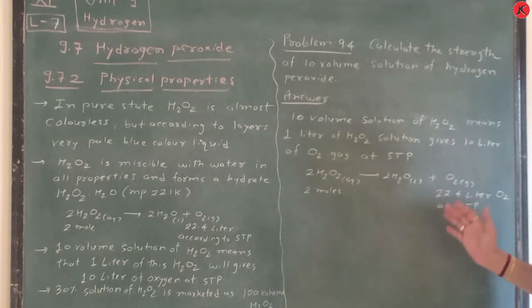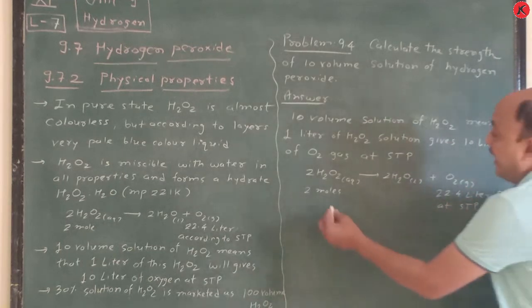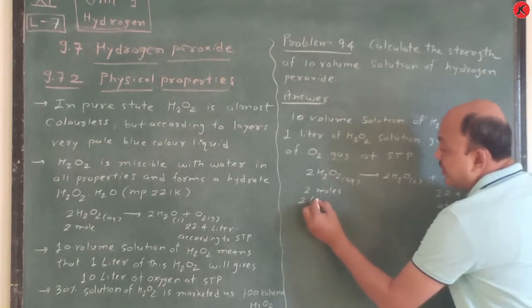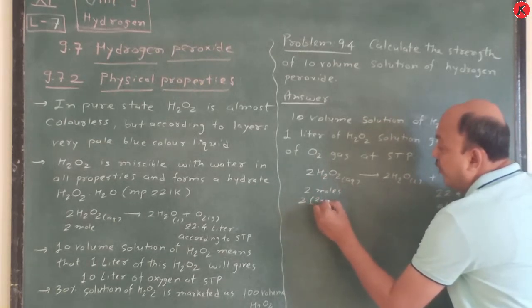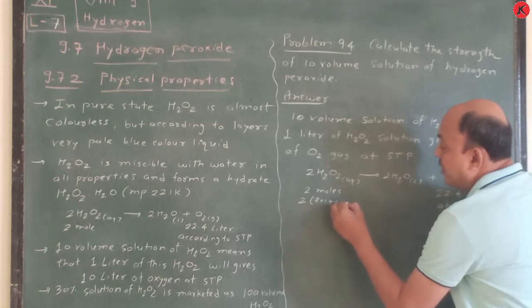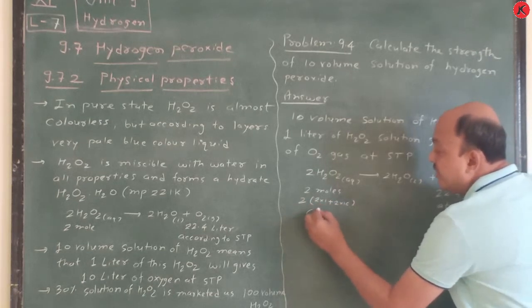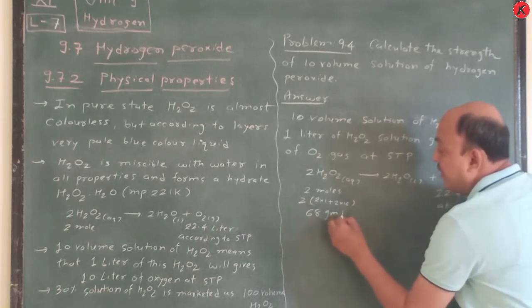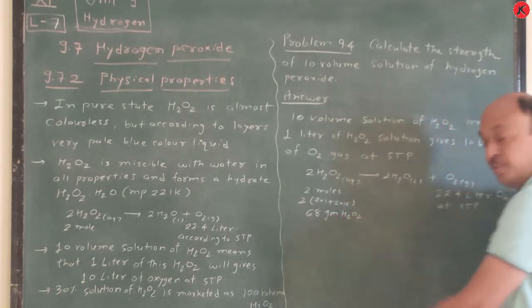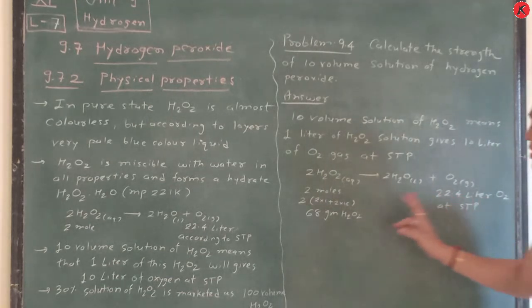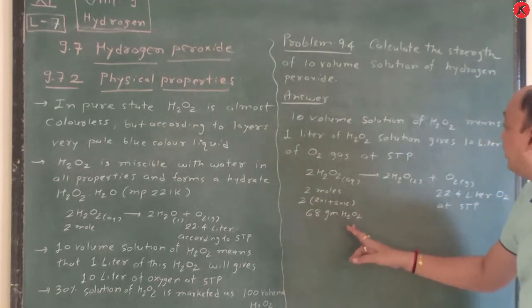Okay, so here 2 moles is there, but convert in terms of quantity. What is that quantity? We don't know. So here we have to write 2 into the molecular mass of hydrogen peroxide. So 2 into 1 plus 2 into 16, so this is 34. 34 into 2 is 68 gram H2O2. That means 22.4 liter O2 is given by 68 gram H2O2.